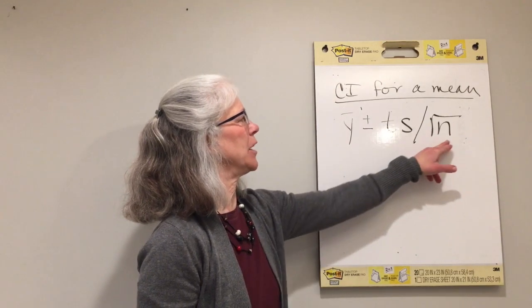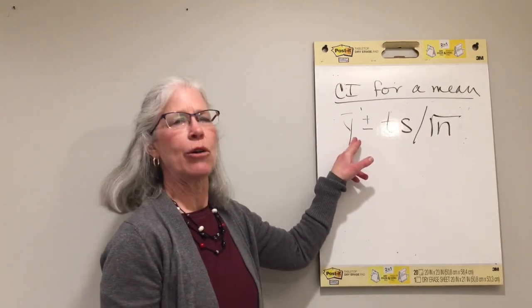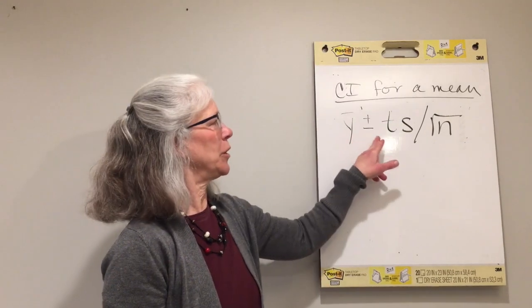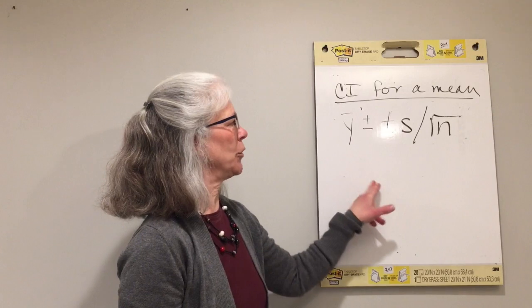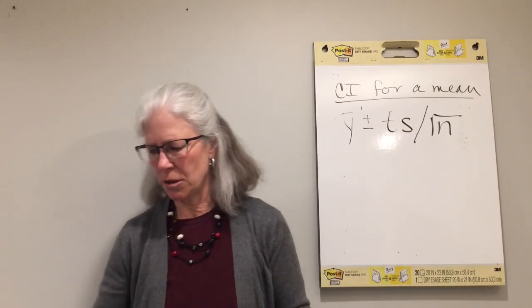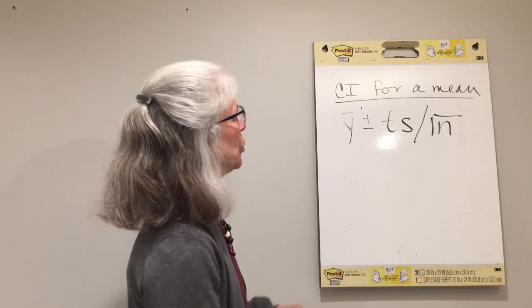This is the margin of error. It tells us how close we think this sample mean is to the population mean. So we'll start with the sample mean, add and subtract the margin of error, and we'll get this range in which we expect to find the true population mean. So how do we compute this?